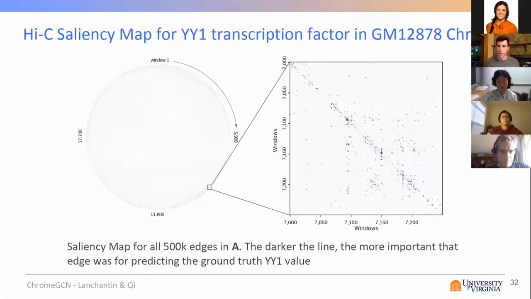So just to show a quick example of what I mean by that, here's an example of our Hi-C saliency map for the transcription factor YY1 in chromosome 8 of cell line GM12878. So what this shows here is the importance of all 500,000 edges that we use for this chromosome, where the darker the line is, the more important that edge was for predicting the ground truth YY1 value. So we can kind of zoom in on a particular subspace of this full adjacency matrix and see which windows are actually important for this YY1 transcription factor.